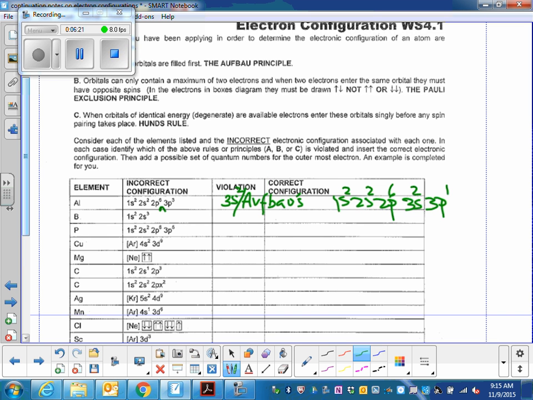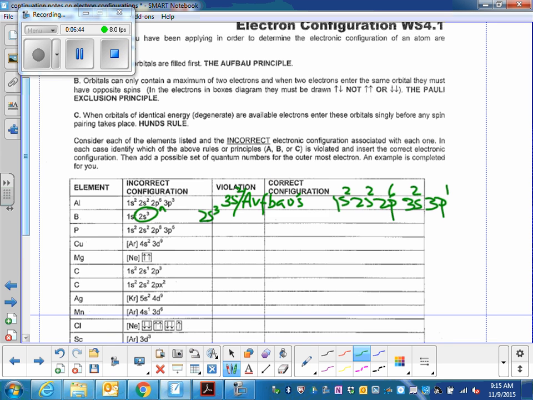Now, if you look at the next one, 1s2, what should it be? 2s2. Instead, what do you see? You see 2s3. Here is where the mistake lies. Why can't you put 3 electrons inside an orbital? What rule is being violated?